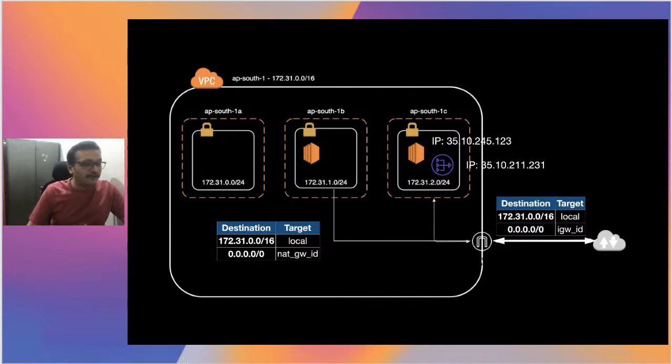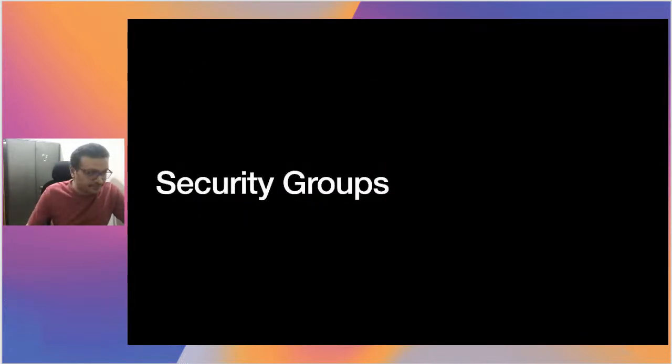Now, moving on, this is the network part of the VPC, right? But in addition to this, the VPC also lets you do something more, which is security. And when you say security, the first set of constructs that comes in is a security group, right?